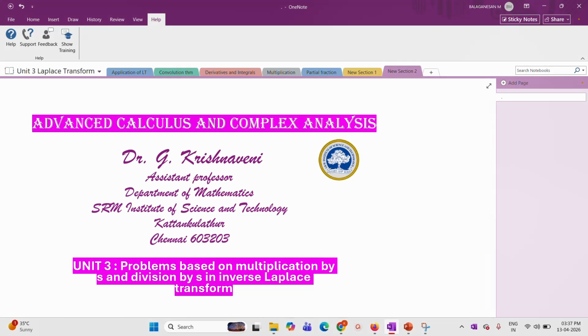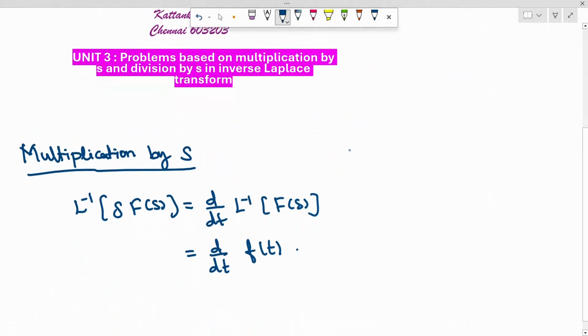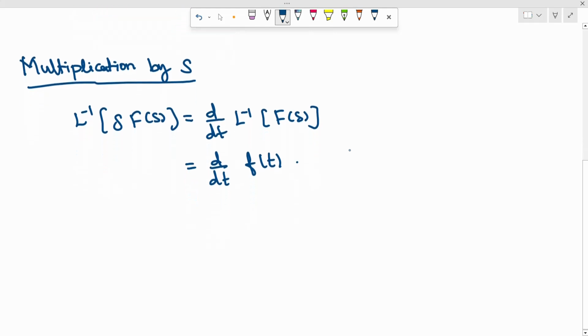In this video, we are going to discuss a few problems on multiplication by s and division by s in inverse Laplace transform. First topic, multiplication by s.